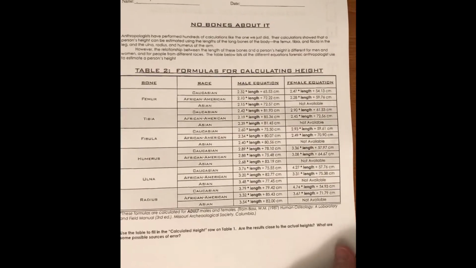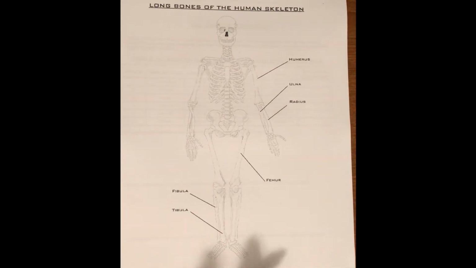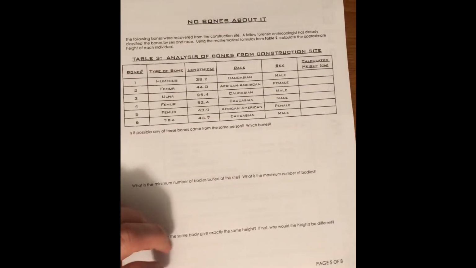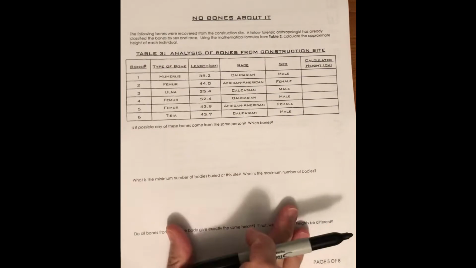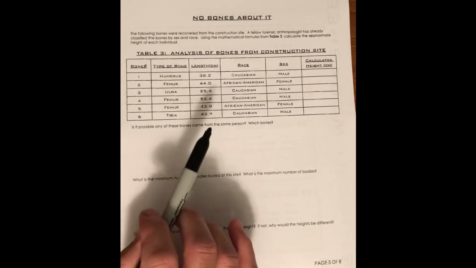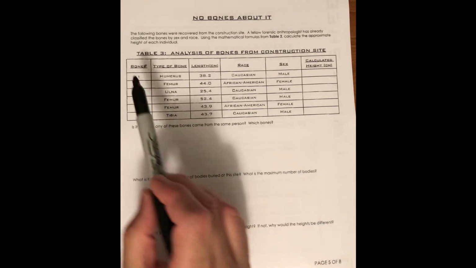Now, in case you're not familiar with what bones are what, I've added in a picture of a skeleton to show you where these bones are. Not 100% necessary, but you may want to know. And here is where the work begins. Now, don't print this out and write on it. Instead, I've made a Google Doc for you where you can plug in your numbers.